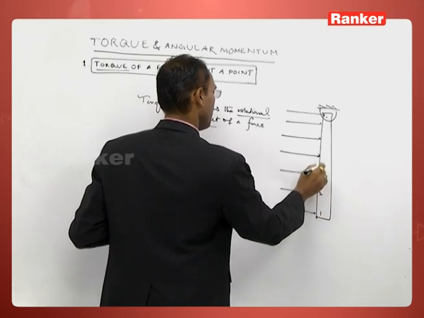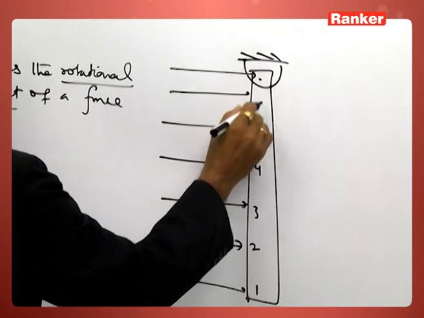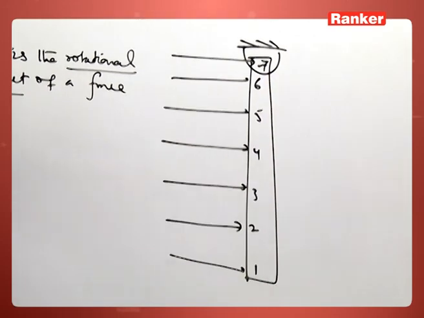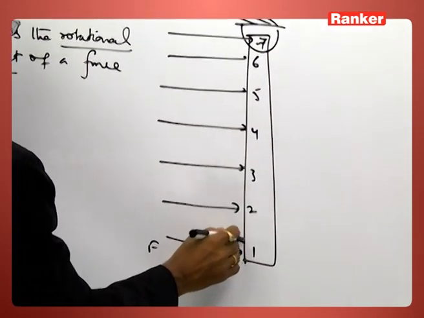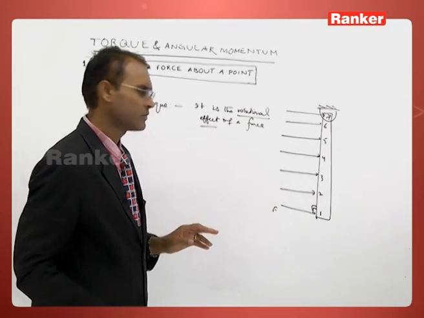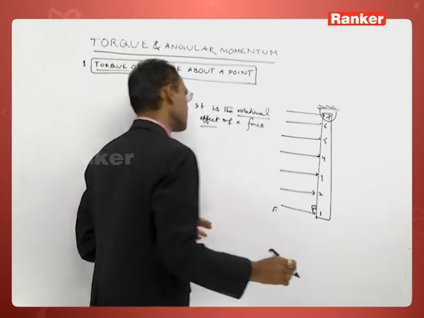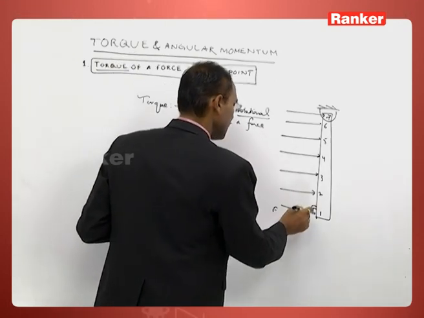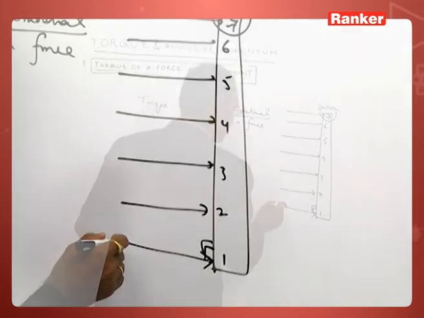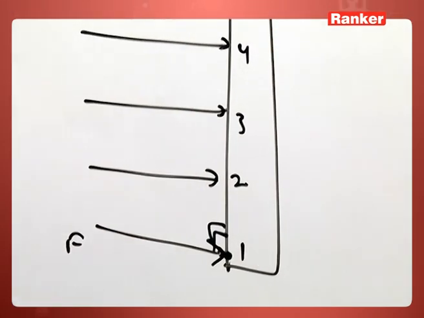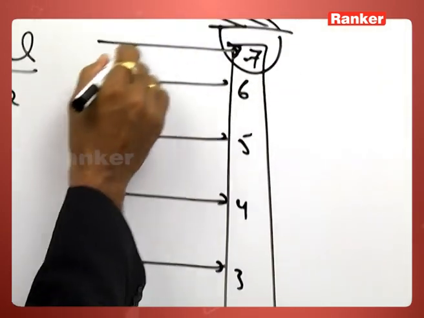There are 7 positions. Suppose you apply the force perpendicularly. Practically it is evident that it is easiest to rotate when you apply the force at this point, and it is impossible to rotate the object when you apply the force here.